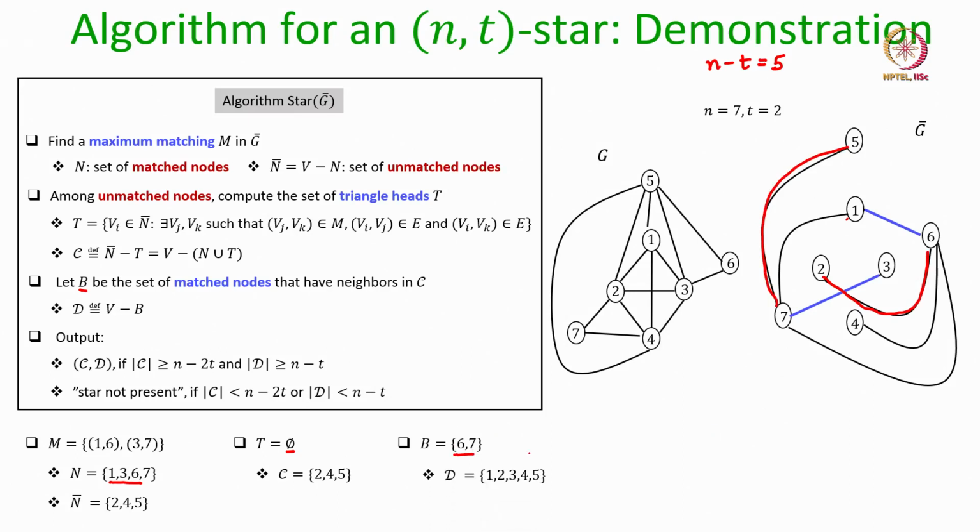Now, based on this, the value of the subset D will be 1, 2, 3, 4, 5, and the output of the algorithm will be a star, where the C component of the star is 2, 4, 5 and the D component is 1, 2, 3, 4, 5. Now you can check that in the graph G indeed the collection 2 to 4 and 4 to 5 is a triangle. So, it is a complete graph of 3 nodes, and 2, 4, 5 is a part of the bigger set 1, 2, 3, 4, 5. So, 1, 2, 3, 4, 5 constitutes the D set, and there is an edge between every node in C and every node in D. That is the way the star algorithm will operate.